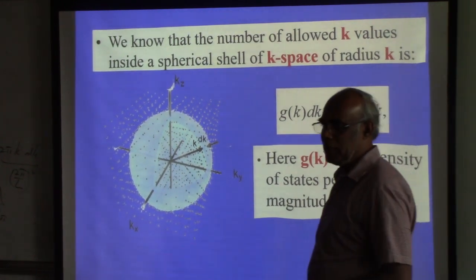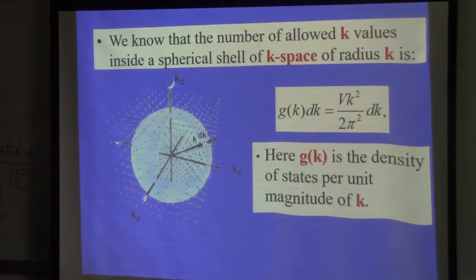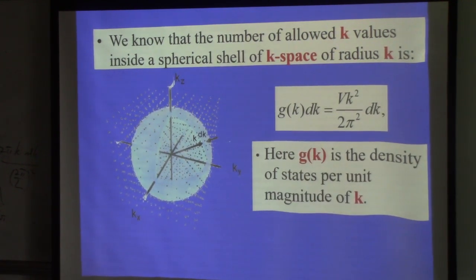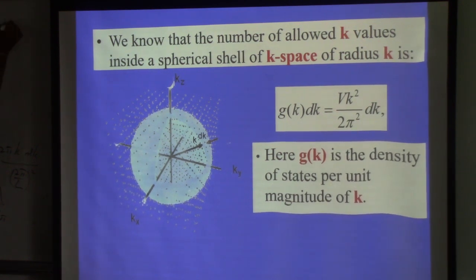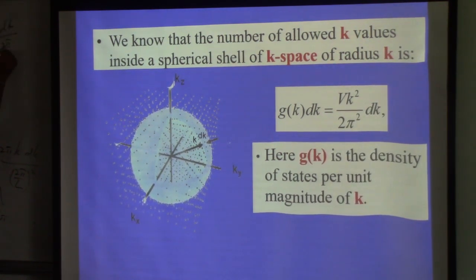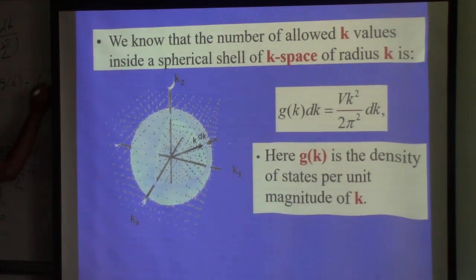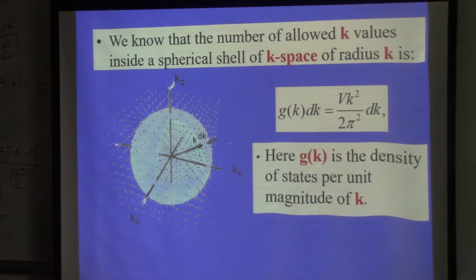You can do the same thing for one dimension, right? How do you do the one-dimensional case? In that case, your dN is g(k) dk, which is simply dk divided by 2π over L, right? That means your g(k) is simply L divided by 2π. That means k to the power 0. K to the power 2, k to the power 1, k to the power 0. You can make the relationship. Okay, so this is all about how to calculate g(k).